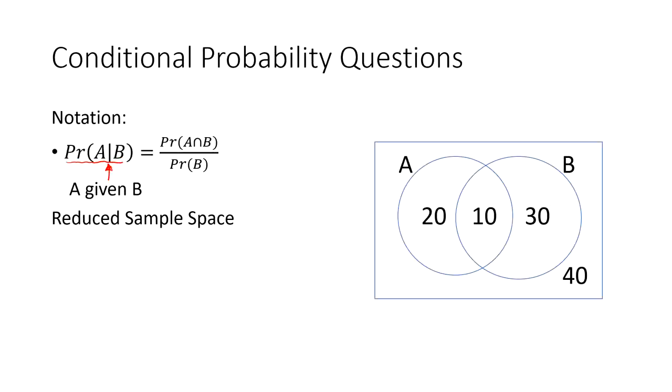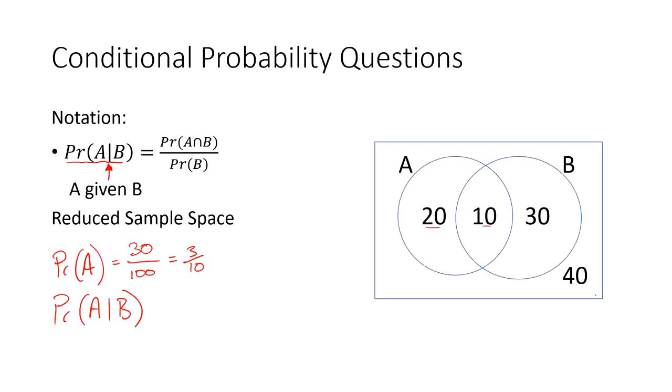So if we had to calculate the probability of A from the Venn diagram I have here, probability of A is the outcomes in A, so that's the 20 and the 10, that's 30, divided by the total number of outcomes, so that is 100. That's 3 on 10.